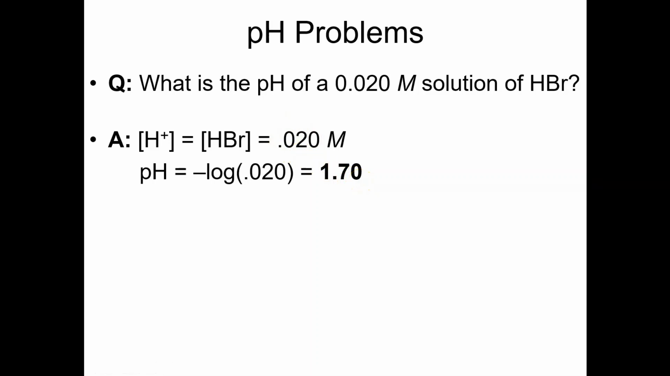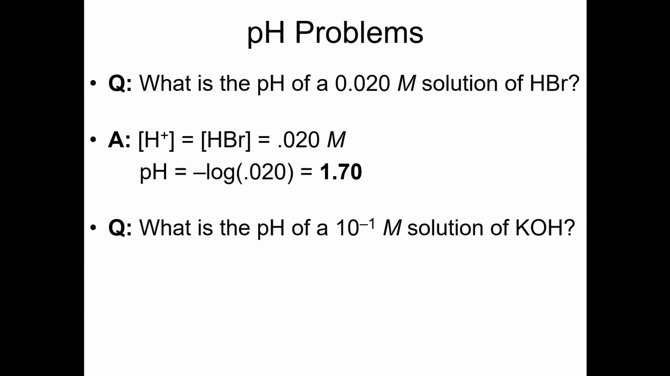We can also use the same methods that we've talked about to calculate the pH of a base solution. So what is the pH of a 10 to the minus 1 molar solution of KOH? That is a 0.1 molar solution of KOH. Well, the hydroxide concentration is equal to the KOH concentration, which is equal to 10 to the minus 1.